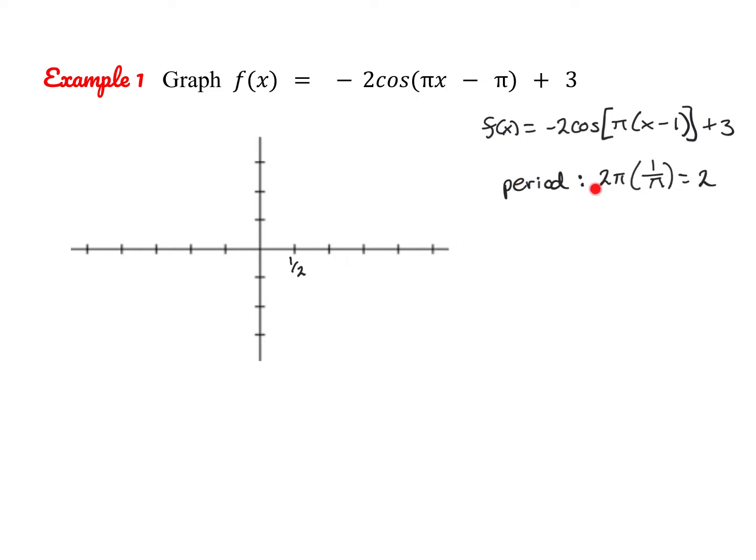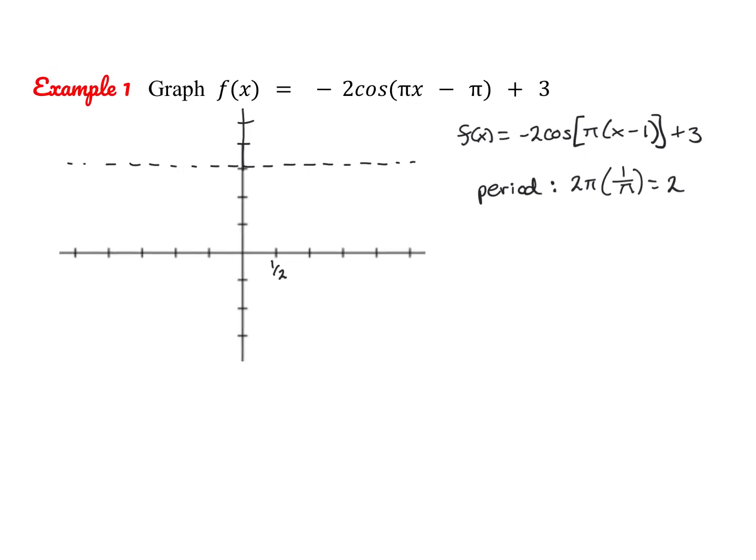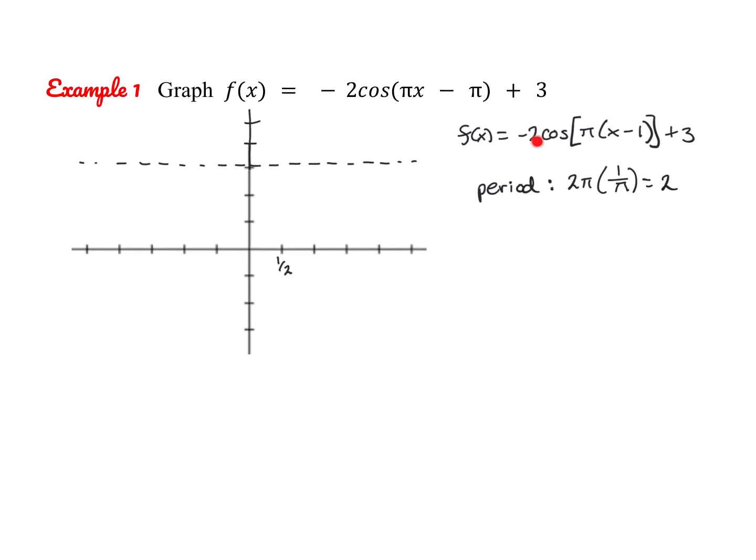Now that I know my period, I'm going to try to find the midline of our graph. Here I can see that our graph is shifted up 3 units. I'm going to extend my graph just a little bit. I like to sketch in a little dotted midline here. So now instead of our midline being at y equals 0, our midline is at y equals 3. And then I can look at the a value to find the amplitude of our graph.